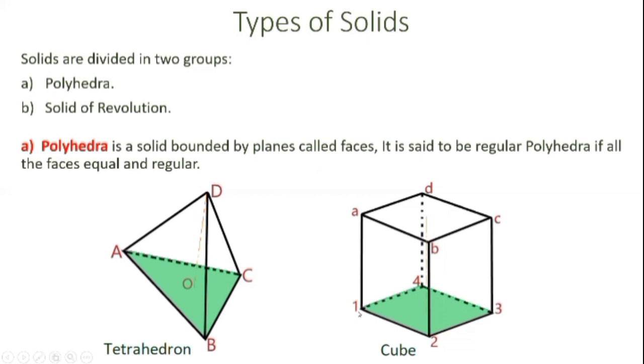Then we have a cube with base 1, 2, 3, 4, which is a square. And we have a square opposite to this, ABCD. These two squares are parallel to each other. So we get 6 different faces here, which are square, and all these 6 square faces are equal and regular.